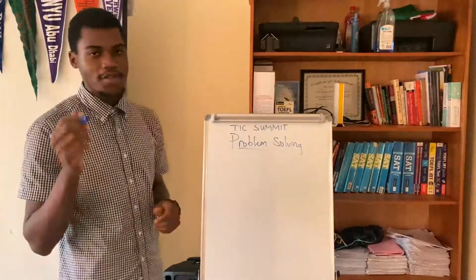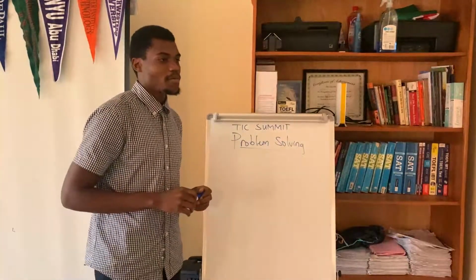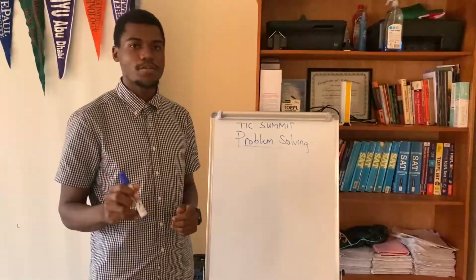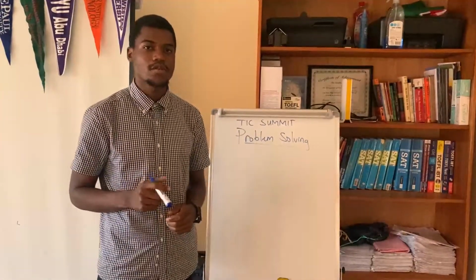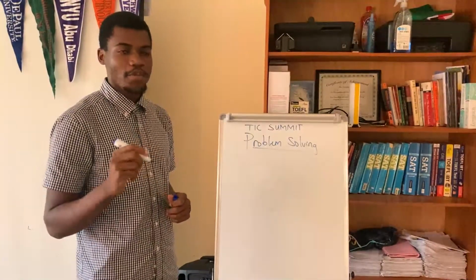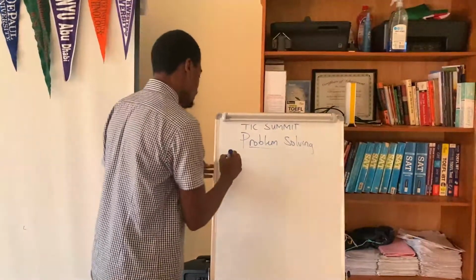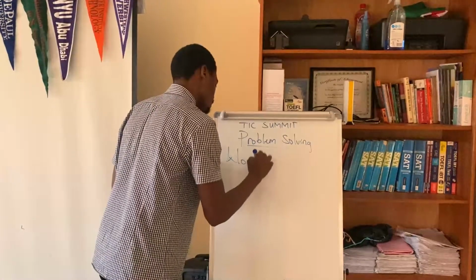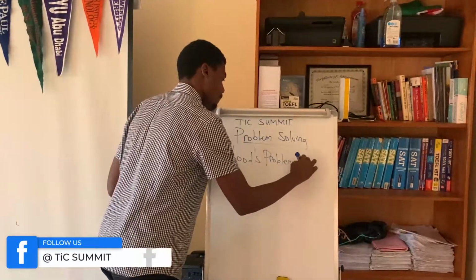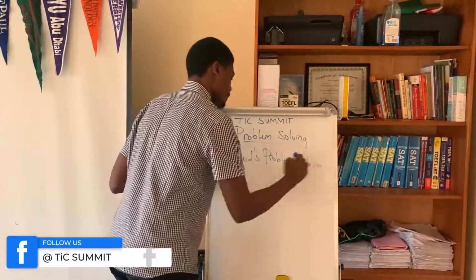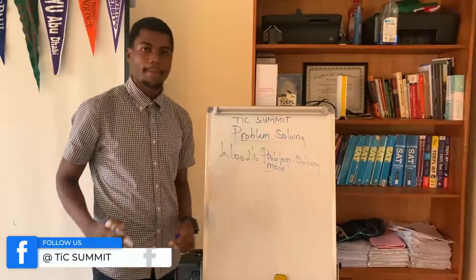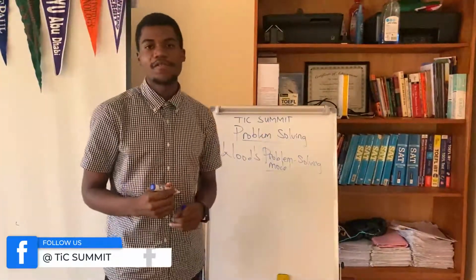So I'll start by defining problem solving. Problem solving is all about identifying a problem, finding alternative solutions to the problem, and implementing the best solution to solve the problem. The problem solving technique I'm going to present to you today is the Woods problem solving method, the Woods problem solving model. And this model is made up of 5 steps.